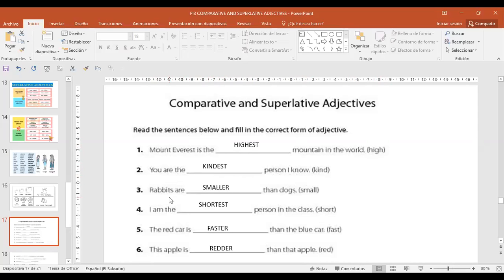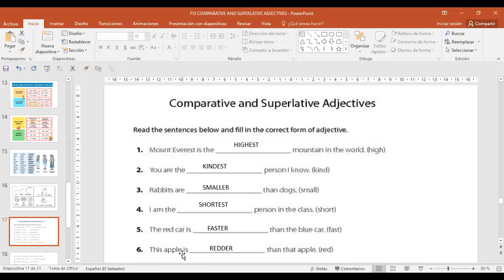Rabbits are. And in here, if you see, it's a comparison because you're using the word than. So remember that whenever you use than, we are in a comparison. Rabbits are smaller than dogs, right? I am the. So when I say the, it's a superlative. So I'm the shortest person in the class. The red car is. When I say is and then I have than, I'm with a comparative. The red car is faster than the blue car, right? Because the blue car is less, right?